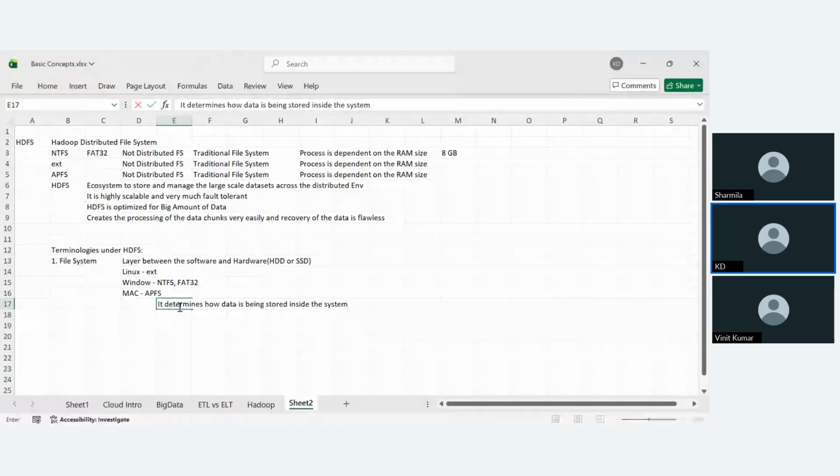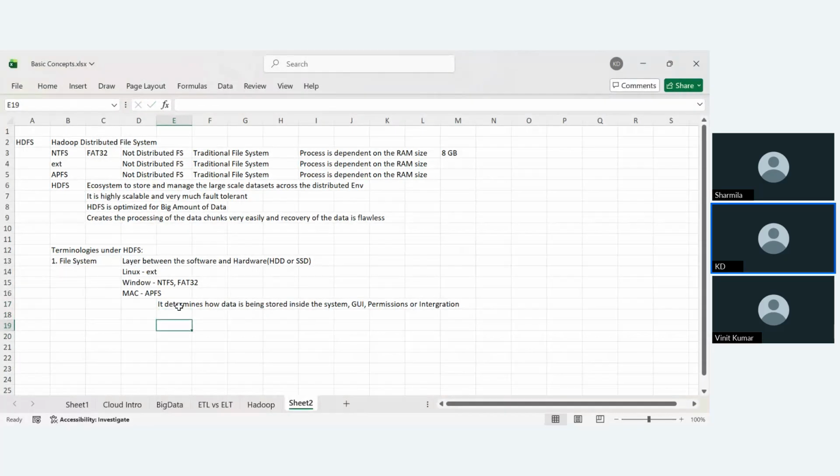It also decides about the graphical user environment, that is GUI, whatever the permissions may be, or any kind of integration, right? Because a lot of software which you use may require an installation process. To initiate the installation process, there can be DLL files, executable files, extension files. So a lot of terminologies and a lot of processes are required.